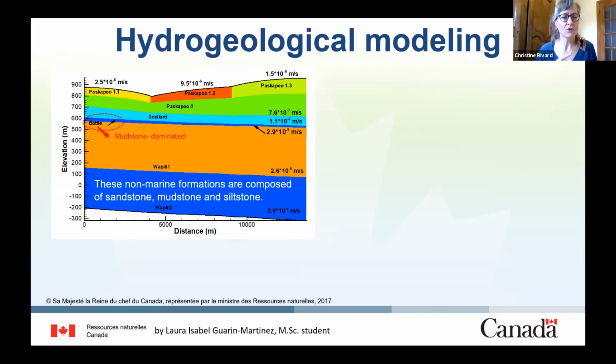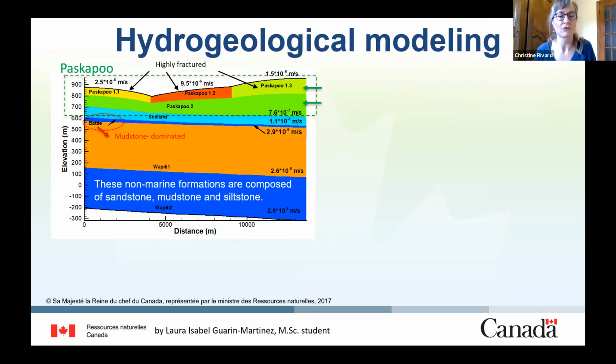The Battle formation, however, is very thin and can even be discontinuous as it was completely eroded in some regions. This figure also illustrates that the Pascapoo formation was divided into 2 layers since the upper 100 meters is more fractured and thus more permeable. The upper part of this formation was further divided into 3 sections in order to have the simulated water table close to the water table obtained from the piezometric map based on available hydraulic conductivity data, of course.